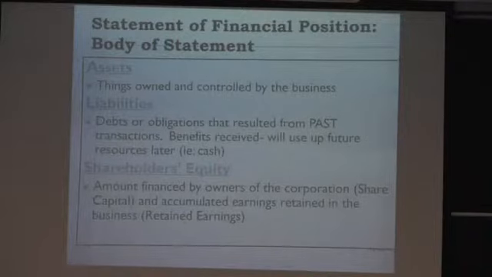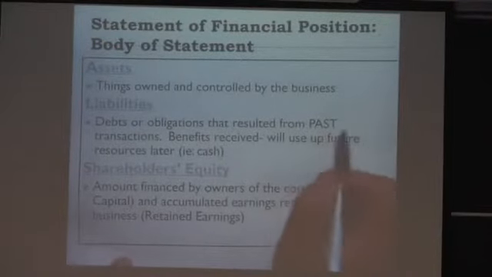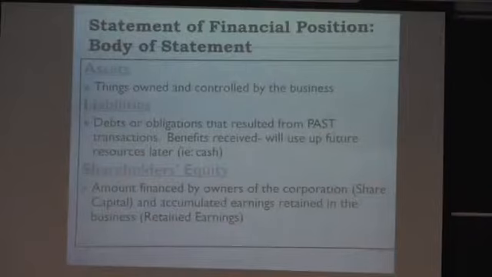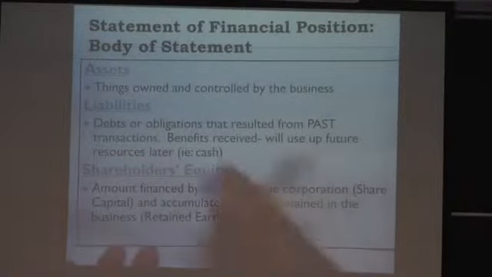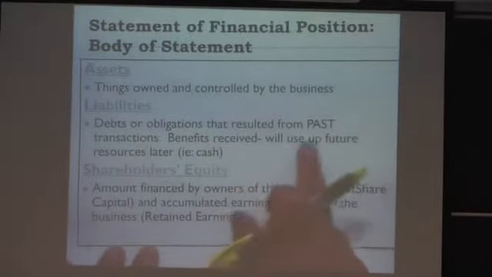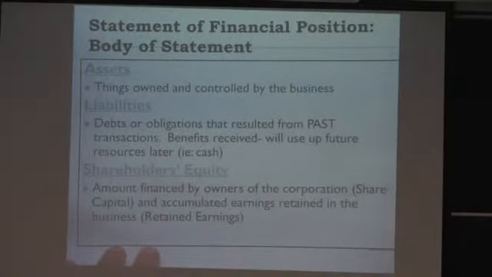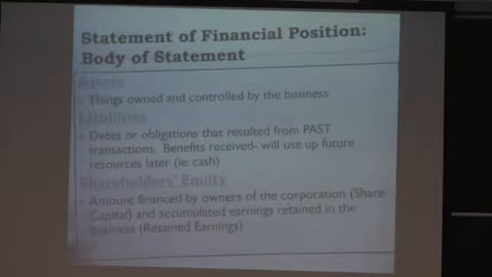On the balance sheet, we also need to showcase what the liabilities are. Liabilities are debts or obligations that resulted from past transactions. So that's the key word, past transaction. And it has to be related to benefits received. So benefits received today will be used up in the future, i.e. cash will be paid to pay for that benefit received today.